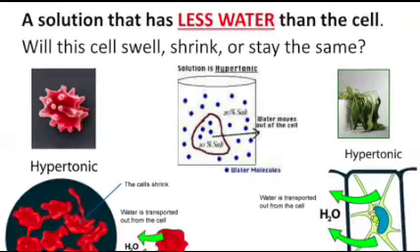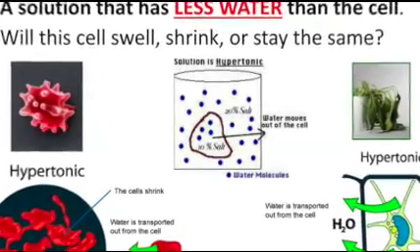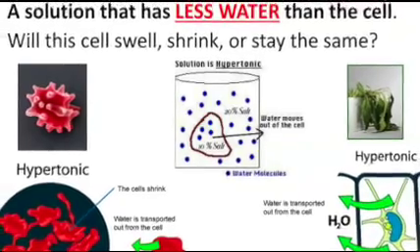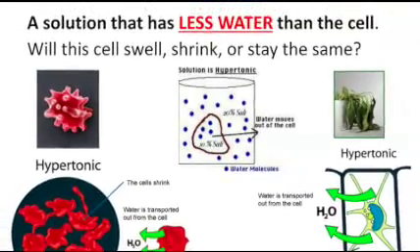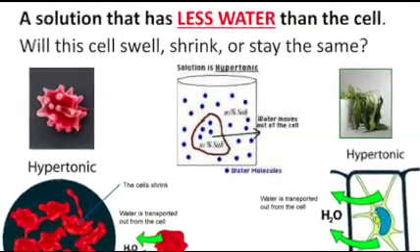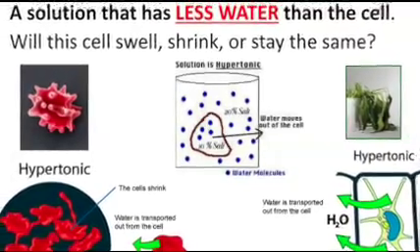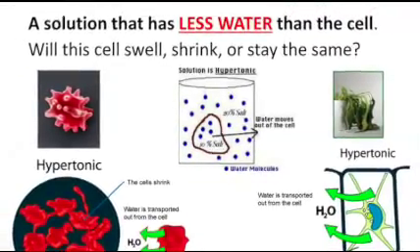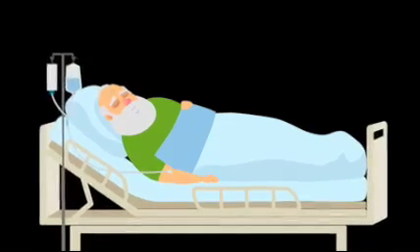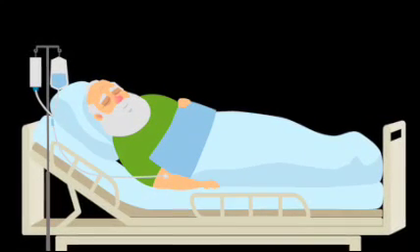So now let's look at nursing considerations. Infuse hypertonic fluid slowly. Too rapidly will cause fluid shift to the extracellular space and will result in fluid excess, and the cell will shrink, or cellular dehydration will occur.